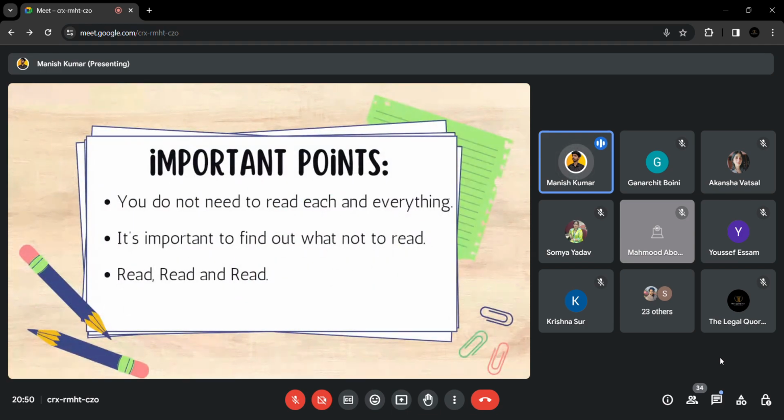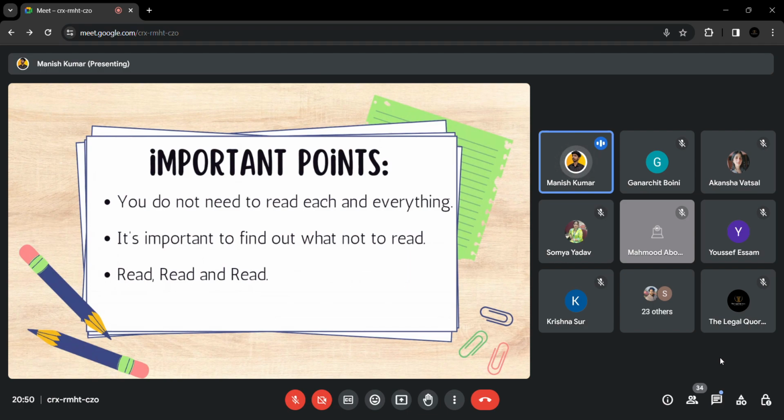Now, some important points which you should consider. You do not need to read each and everything. Like if you're reading an 800 pages long judgment, you do not read each word and each part of the judgment. There are some parts which are absolutely useless, and there are some parts which you need to just skim through, and that are of not great significance as far as preparing a case summary is concerned. So you need to find out what not to read more than what to read.